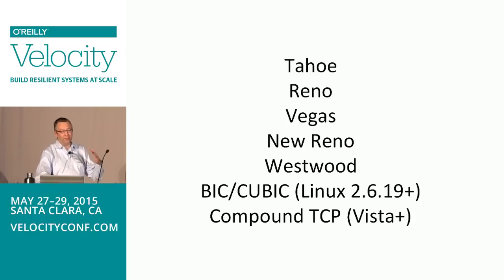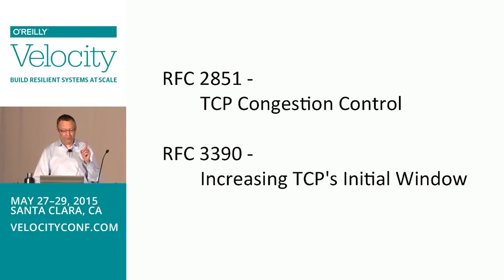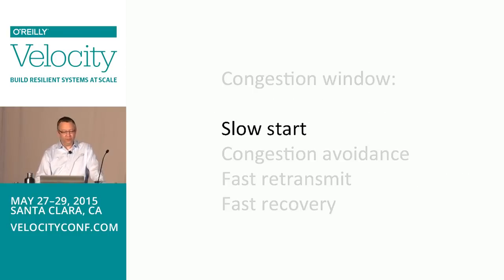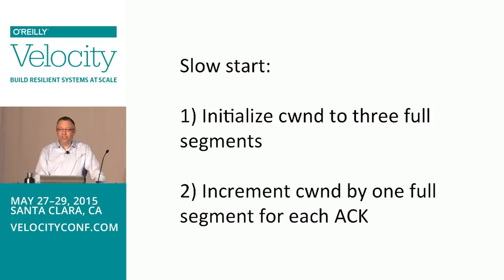So there's an enormous amount of variety out there, but what I'm going to describe first is what's documented in RFC 2851 and 3390. And the good news is that slow start, the one part I'm going to talk about in detail, hasn't changed a whole lot since the late 1980s. So here's how slow start works. First, the sender initializes the congestion window to some number of full-size segments. Until recently, that number was 3 segments. And then every time the sender gets an ACK, it increases the congestion window by 1. And this results in the congestion window opening exponentially. So we'll look at an example of how that works.